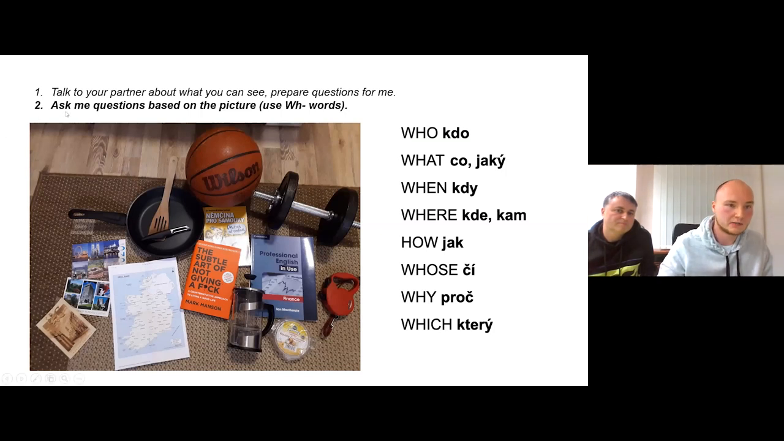I have two activities. I get them to perform two different things. The first one, they talk to each other. They're supposed to talk to their partners about what they can see. And based on that, they prepare questions for me. And they should actually use WH words in their questions. I let them do it. And then I have them ask me questions based on the picture.